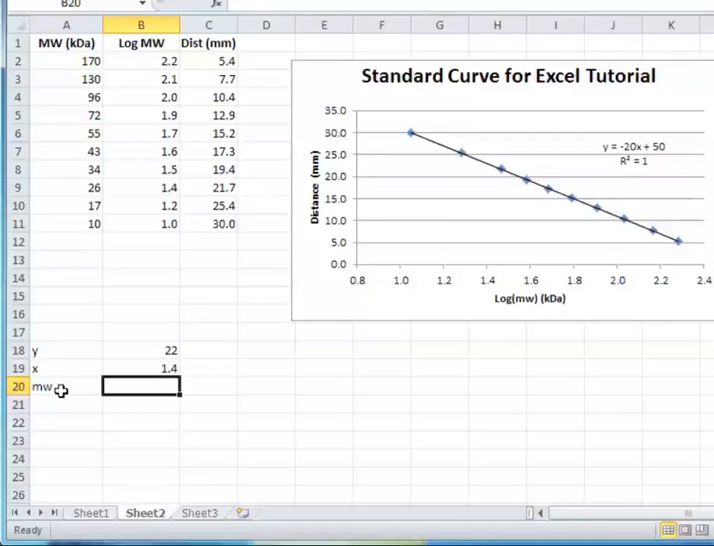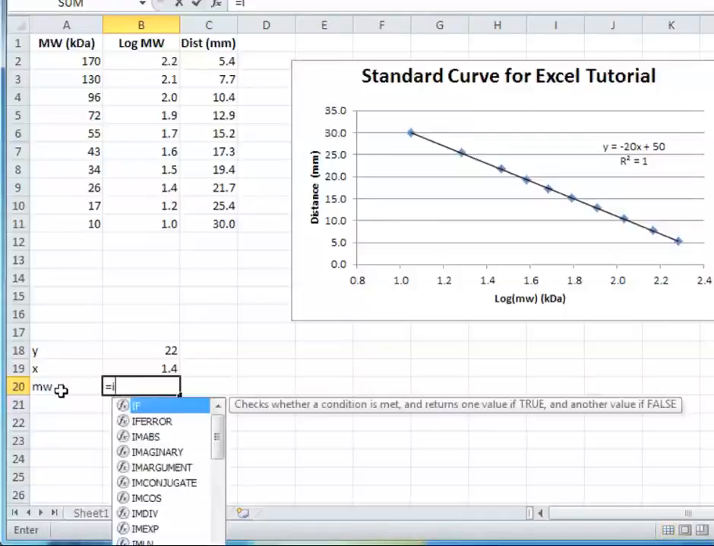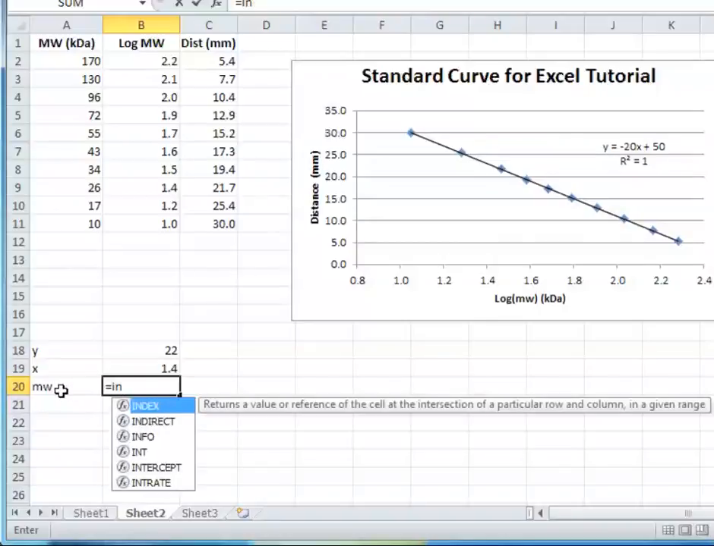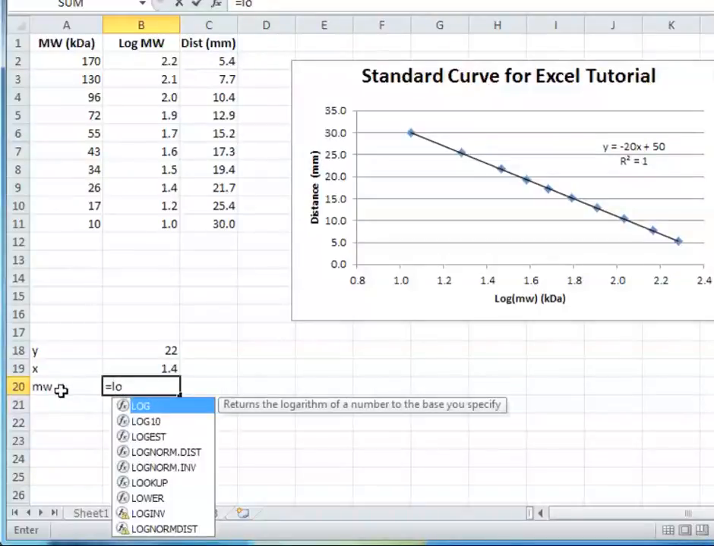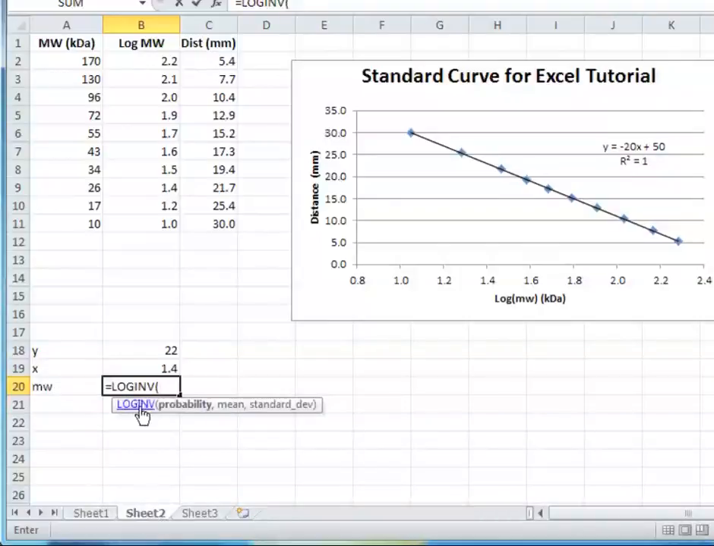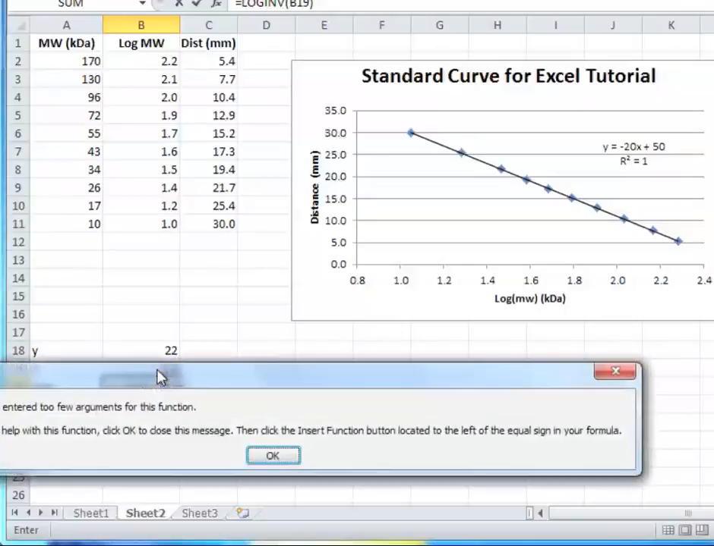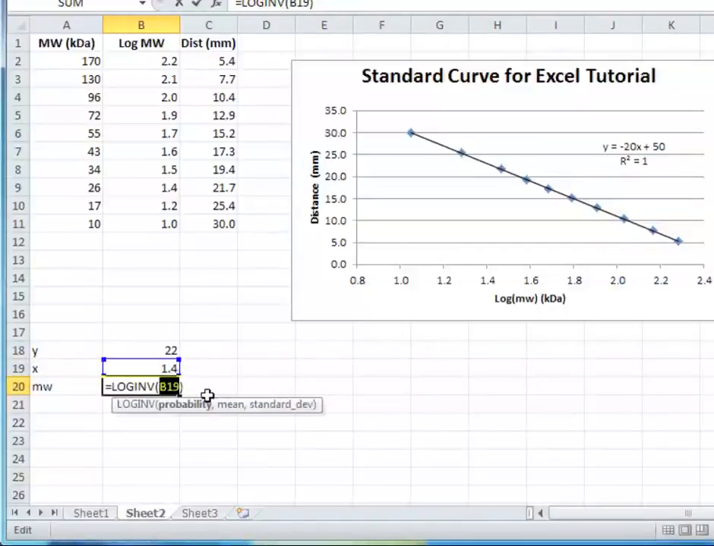But another way to do this, if you're doing it in Excel, and I don't believe there's an inverse log function. Oh wait, there's a log inverse function here. Okay. That's not the function that we want to use. It looks like it uses some other thing. This is not the function we want to use.